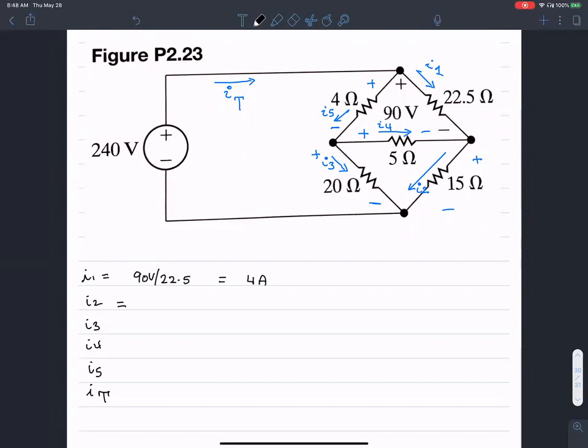Now it seems that there are 1, 2, 3, 4, 5 unknowns. So let's see. I can use 1, 2, 3, 4 nodes to set up 4 equations, KCL, and one more, a mesh or KVL, to set up the 5th equation. So there are 5 unknowns. I need 5 equations. Do you have a suggestion on how to begin the problem?